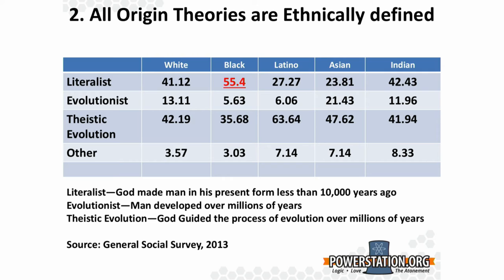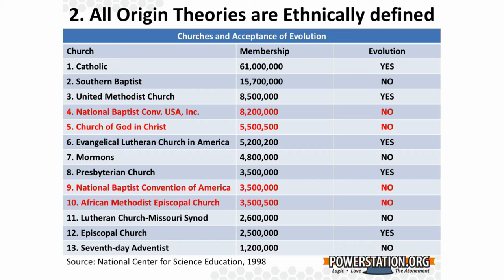When we look here at blacks, whites, Latinos, Asians, and Indians, Native Americans, we see that blacks are the only racial group in the United States that is predominantly, mostly, biblical literalist. All of the other groups are split in their views between evolution, theistic evolution, and biblical literalism. In this way, I like to say that black is still truly very beautiful. Amen.